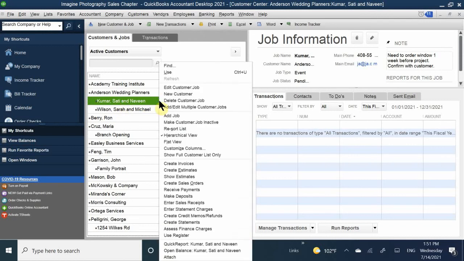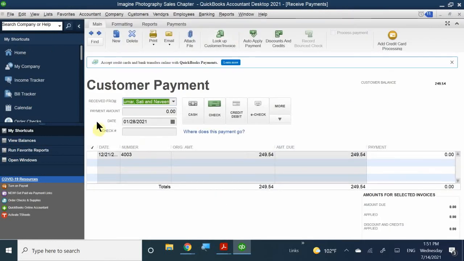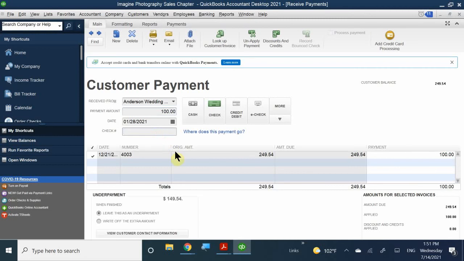If I right click them, I'm going to record that they sent me a partial payment. If I click on this, boom, here I have it right here. They sent me a check for the invoice of $4,003. Now, the amount that is due is $249.54. So what if one day they sent me a check and they only sent me a check for $100? Now notice this, I put in $100 and I'm going to say this is check number, I don't know, let's say check number 4512, some kind of random number.